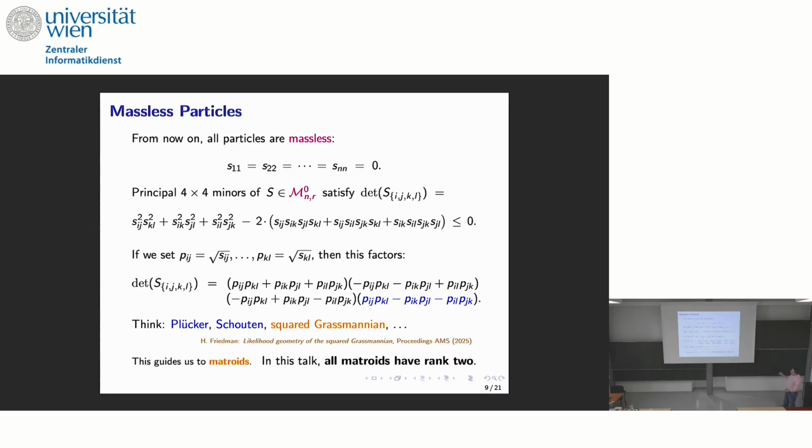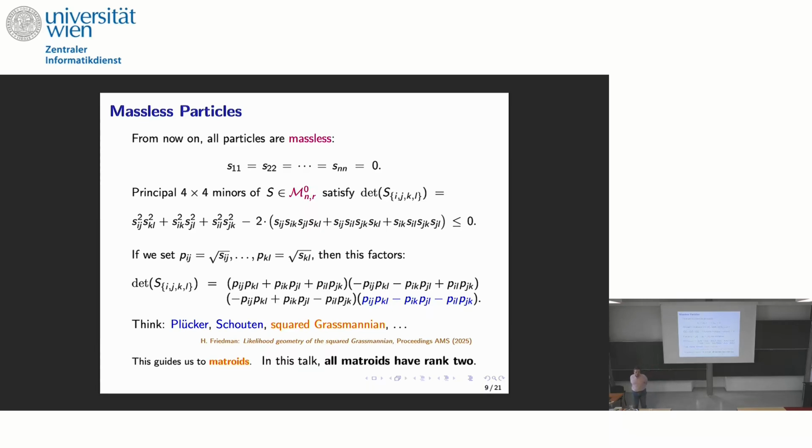So, of course, this has degree 4 in the S's, so after the substitution, this will have degree 8 in the P's. Now, it turns out that this polynomial of degree 8, homogeneous polynomial of degree 8 in the P's, factors into 4 quadratic factors, and it factors exactly like this. Let me say this again. I take the 4 by 4 minors, now the diagonal is 0, and I make this harmless looking substitution, and afterwards it factors into these 4 pieces, and these 4 pieces are up to sign the Plücker relation.